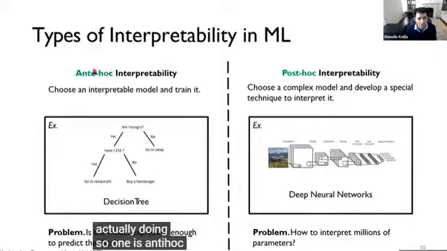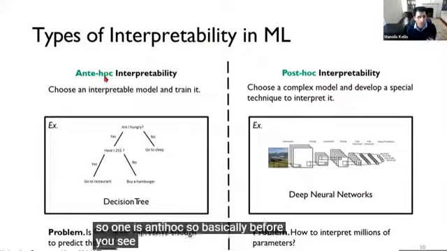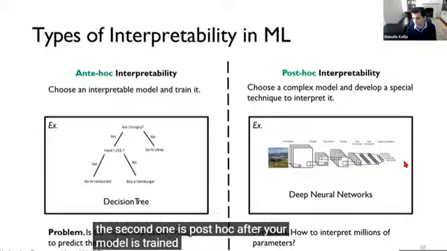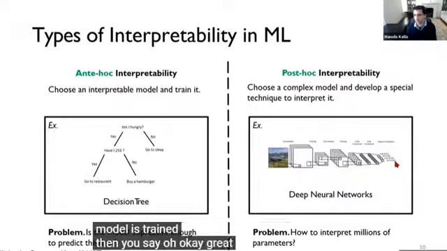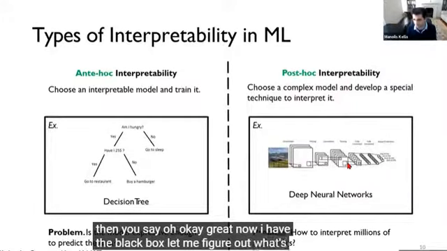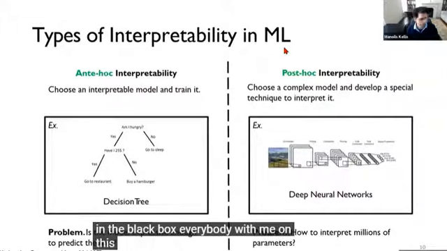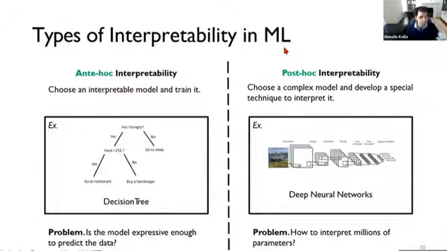So one is anti-hoc: before you see any data, you build interpretability into the model. The second one is post hoc. After your model is trained, you say, oh, okay, great, now I have the black box. Let me figure out what's happening in the black box. Everybody with me on this one? Great.